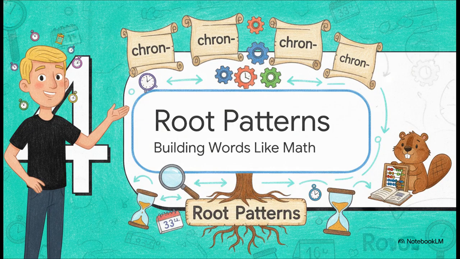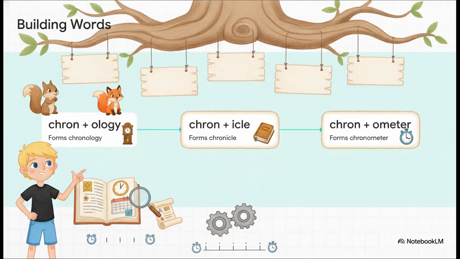All right, part 4, root patterns and variants. Let's build some words like it's math. So the root doesn't always look exactly the same. It can appear as chron, chrono, or even with a hyphen. Think of it like hanging signs on a tree branch. You're just piecing together prefixes and suffixes with our core root to instantly read completely new words. It's basically a math equation.